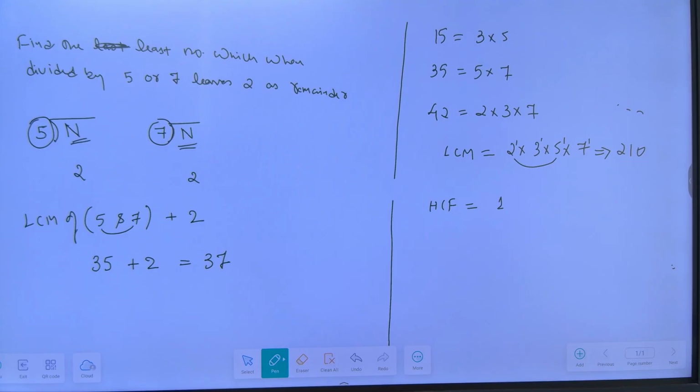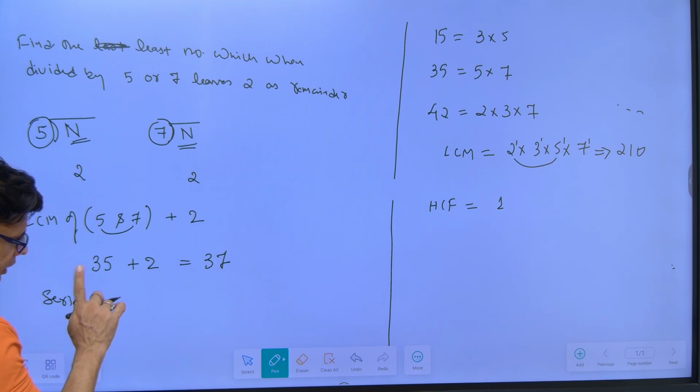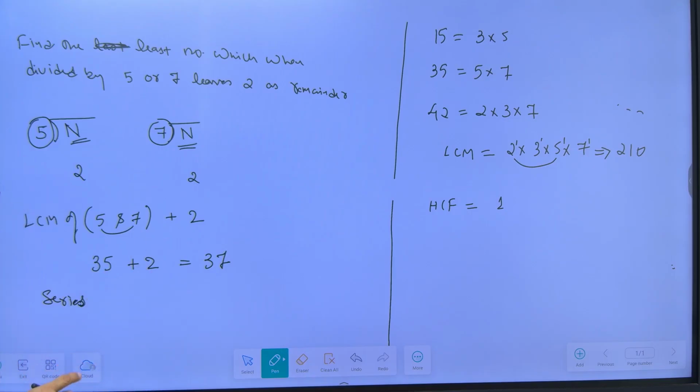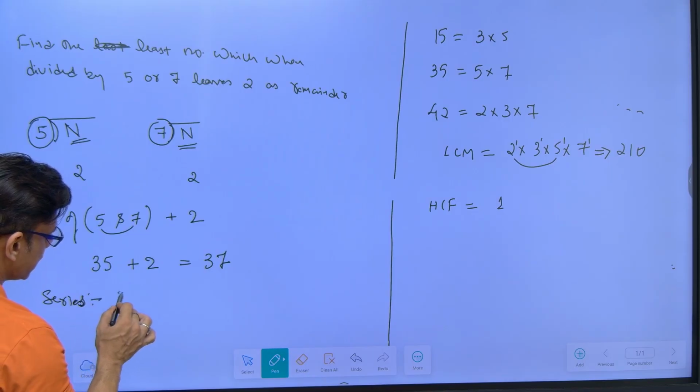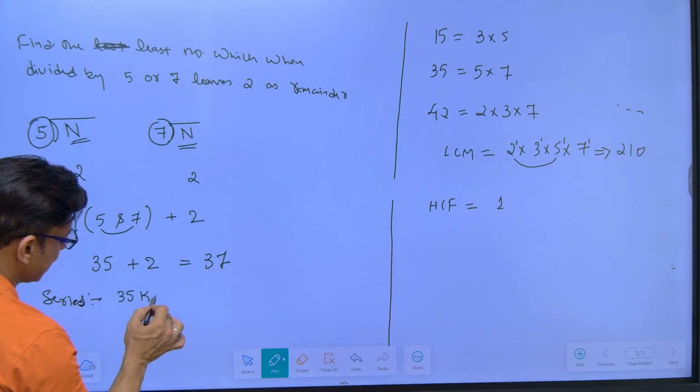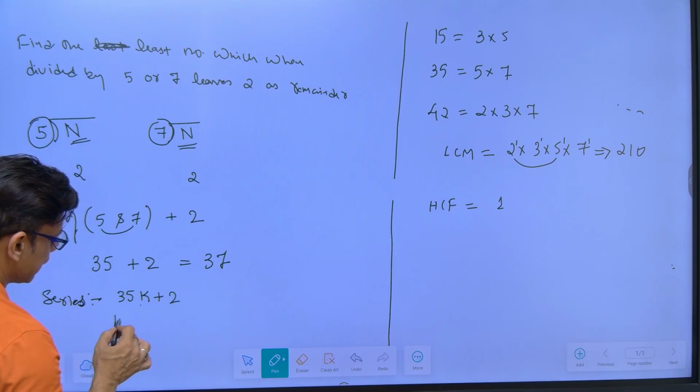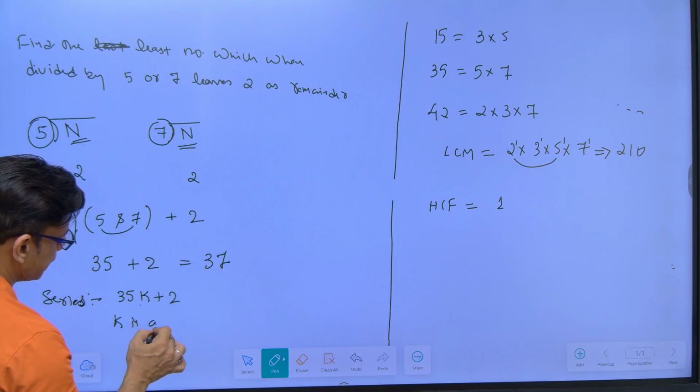Okay. Whenever you want to find the series of such numbers, when I say series, it means not only one number, there are many numbers which will follow this. In that case, to find the series of such numbers, you simply take 35k and add 2 to it. What is k? k is a natural number.